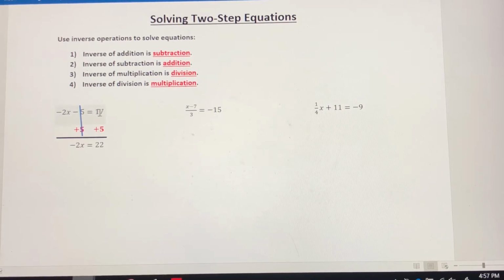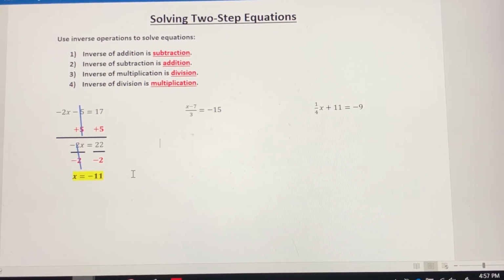The equation we started with and the equation we have now are what we call equivalent. They look different, but they mean exactly the same thing. So this is negative 2 times x now. What's happening to the x is we're multiplying by negative 2. The inverse of multiplication is division, so I'm going to divide both sides by negative 2. These negative 2's cancel out, and I'm left with x on the left side equal to 22 divided by negative 2. 22 divided by negative 2 is negative 11, so x equals negative 11.